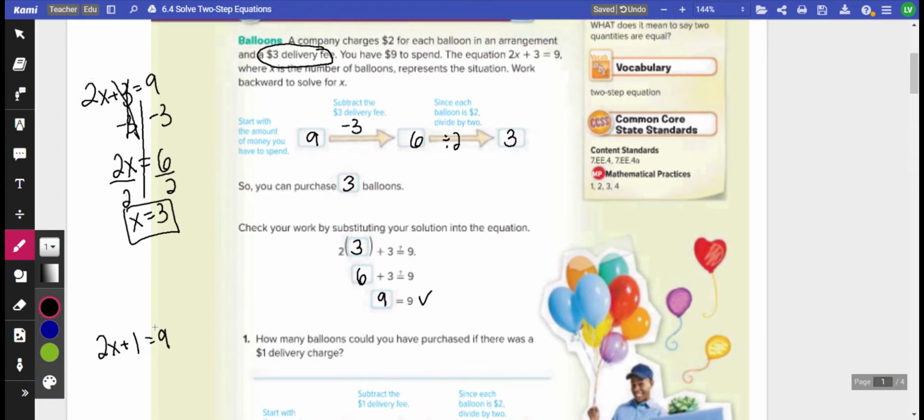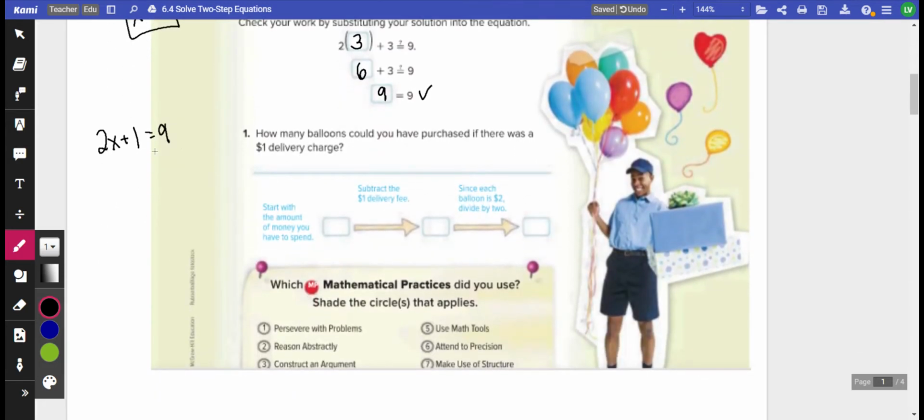So I'm going to extend my equal sign and subtract 1 from both sides. That leaves me with 2x on the left side equals 9 minus 1, which is 8. Then I'm going to divide both sides by 2. x equals 4. So how many balloons could you have purchased? 4 balloons.